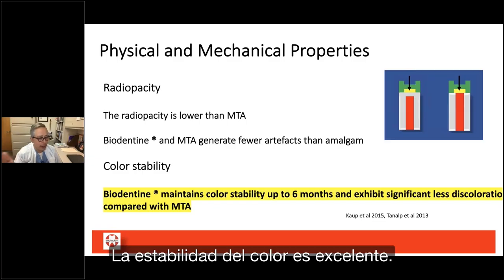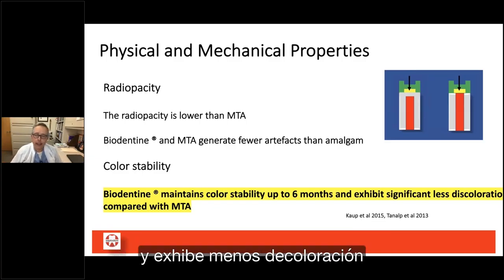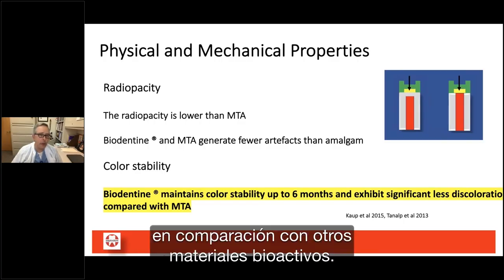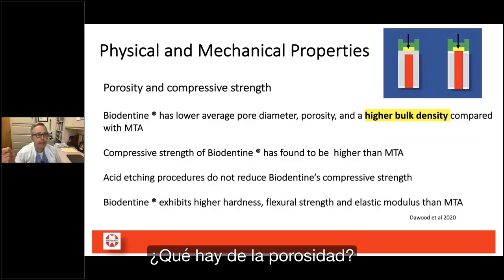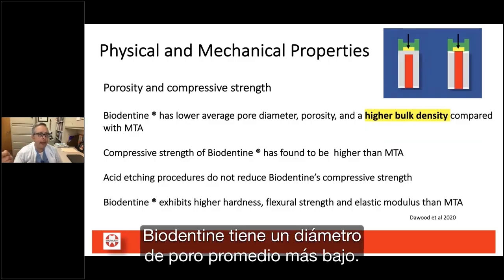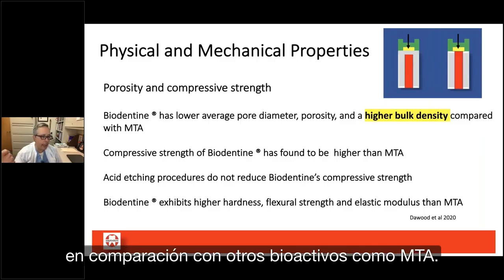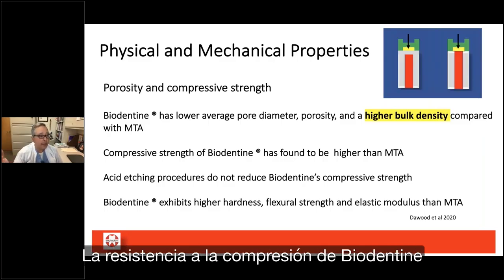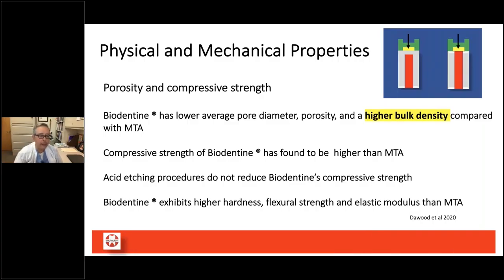Color stability is great. Biodentine maintains the color stability after 6 months and exhibits less decoloration compared with other bioactive materials. How about porosity? Biodentine has a lower average pore diameter, so they're really small pores. The porosity is also less, and there is a higher bulk density compared with other bioactive materials like MTA. The compressive strength of Biodentine is higher than other bioactive materials like MTA.